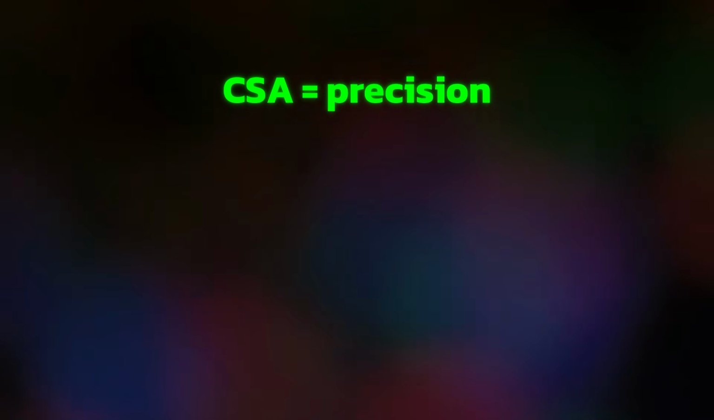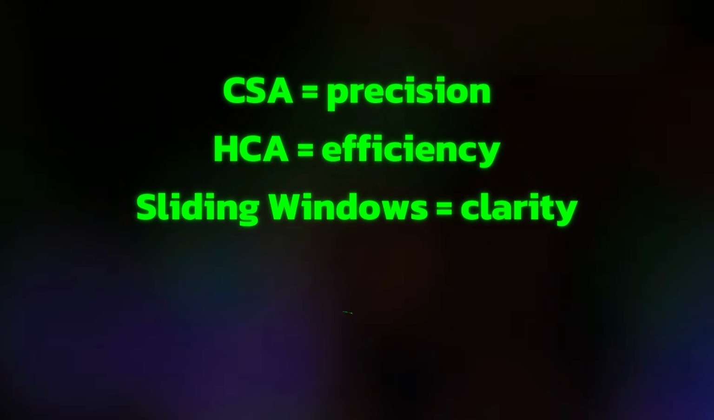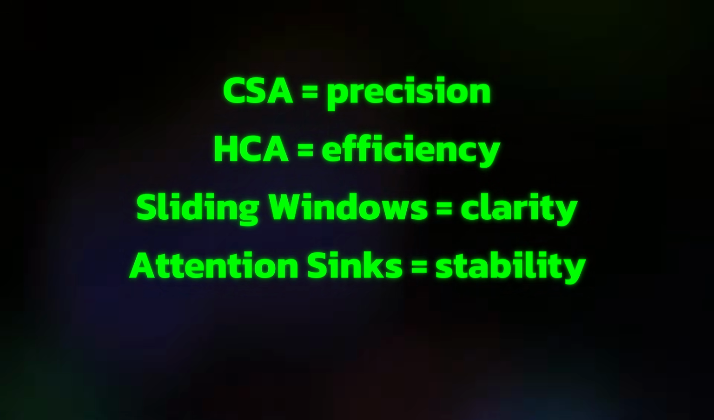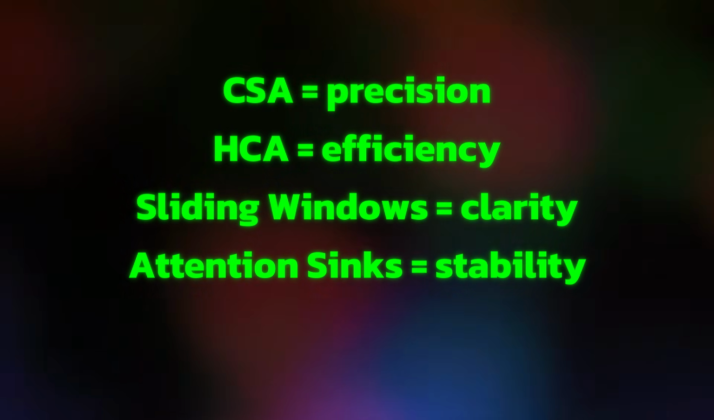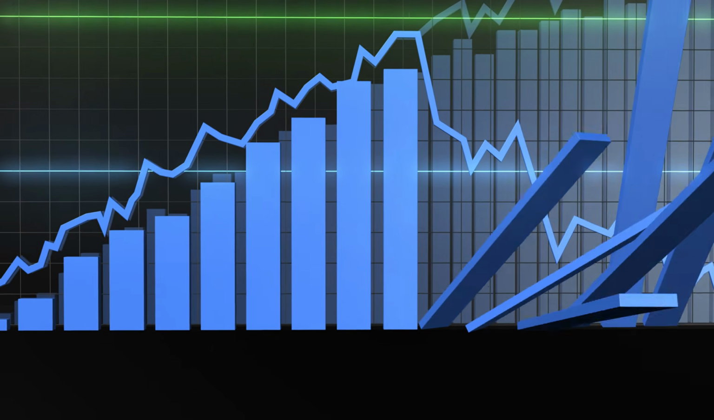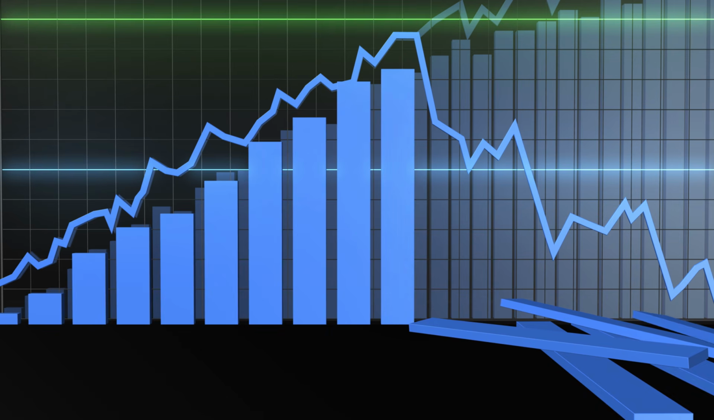So in simple words, CSA is precision, HCA is efficiency, sliding windows is clarity, and attention sinks is stability. And that's how DeepSeek version 4 makes million token intelligence actually possible. Building a trillion parameter model is not just about making it bigger, it's about stopping it from completely crashing. And one of the biggest problems is training instability.